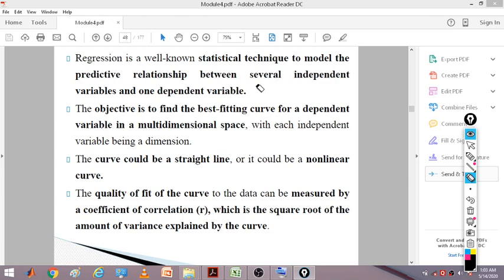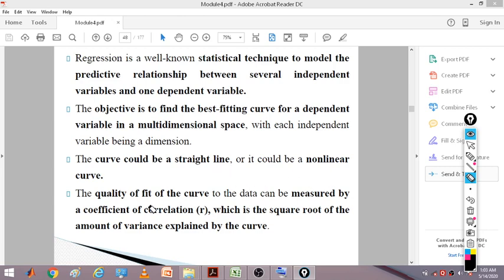Here we need to find the objective. The objective is to find the best fitting curve for a dependent variable in a multi-dimensional space. We have a target variable, so we need to derive a function y equals f(x). For that function we are finding the best curve we can fit into the multi-dimensional space. The curve could be a straight line or it could be a non-linear curve.